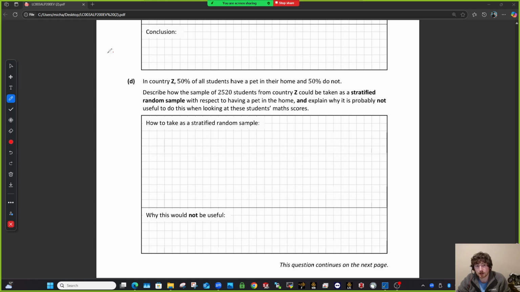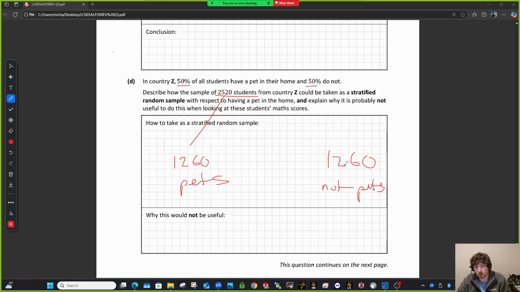Stratified random sampling is where you don't just pick everyone randomly. You pick a certain number of people based on how big the group they come from is. So you can have a look at what it means in the textbook, if that doesn't make sense. So what they're saying here is, we're supposed to pick these 2,500 students from these two groups, and this is why it's annoying. Both of them are 50%. So that means 50% of these students, 1260, would have to have pets, and 1260 would have to not have pets, right? It would have been nicer if they had a different percentage here.